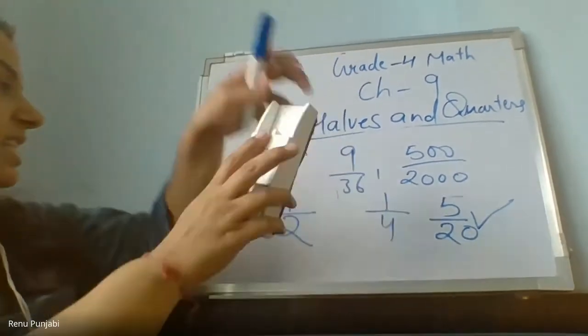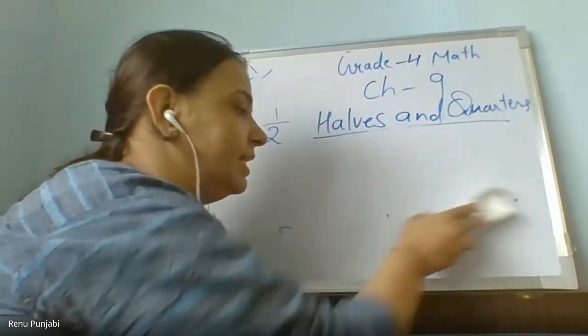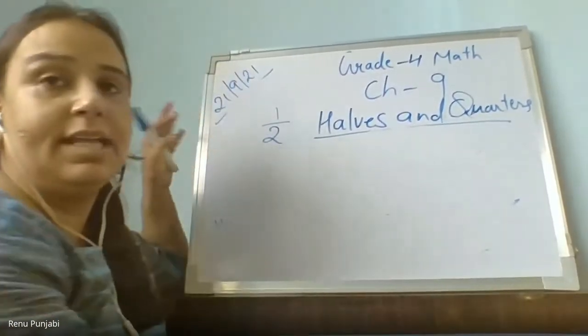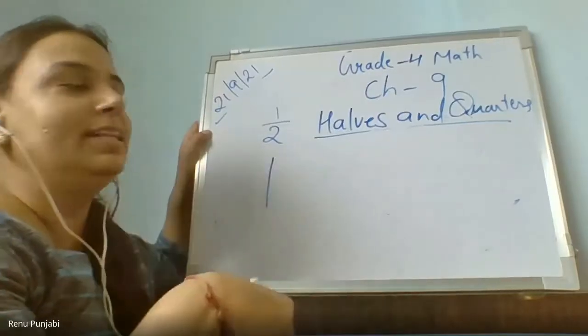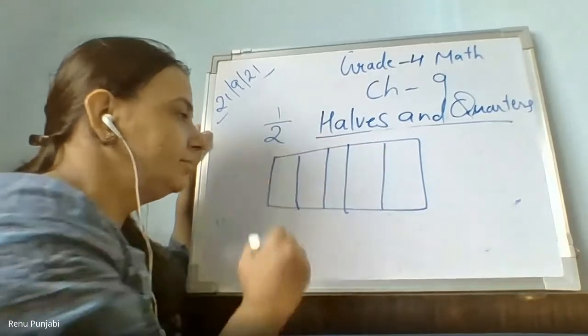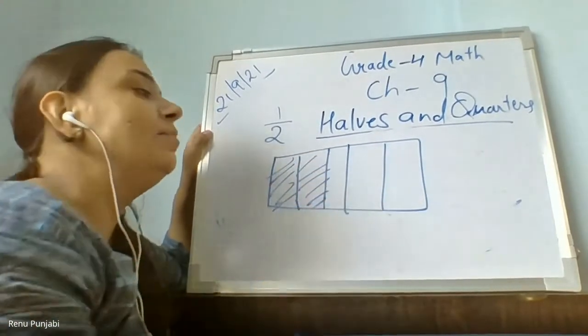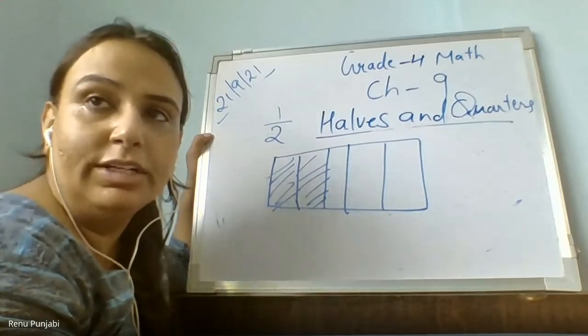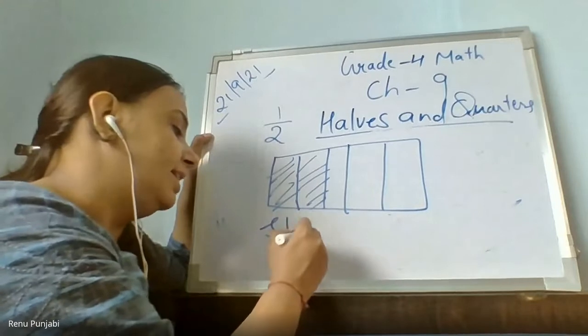Okay. Suppose now I will write something, and you all know that the upper number is the numerator and the down number is the denominator. Suppose I have this figure and I have shaded 2 parts. Now I am telling you, write the fraction for the shaded part.